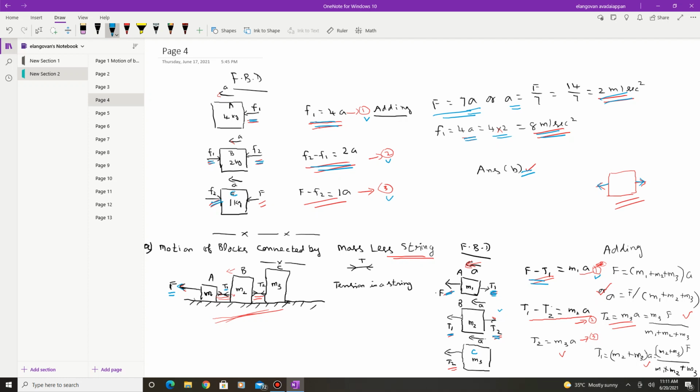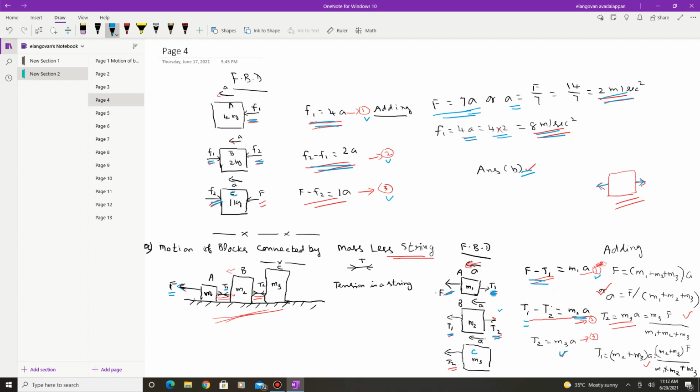And if you consider the second block, T1 minus T2, because T1 must be larger, then only the block will move along the direction of the force. So T1 minus T2 must be equal to M2A. This is the second equation. The third equation is T2 is equal to M3A.